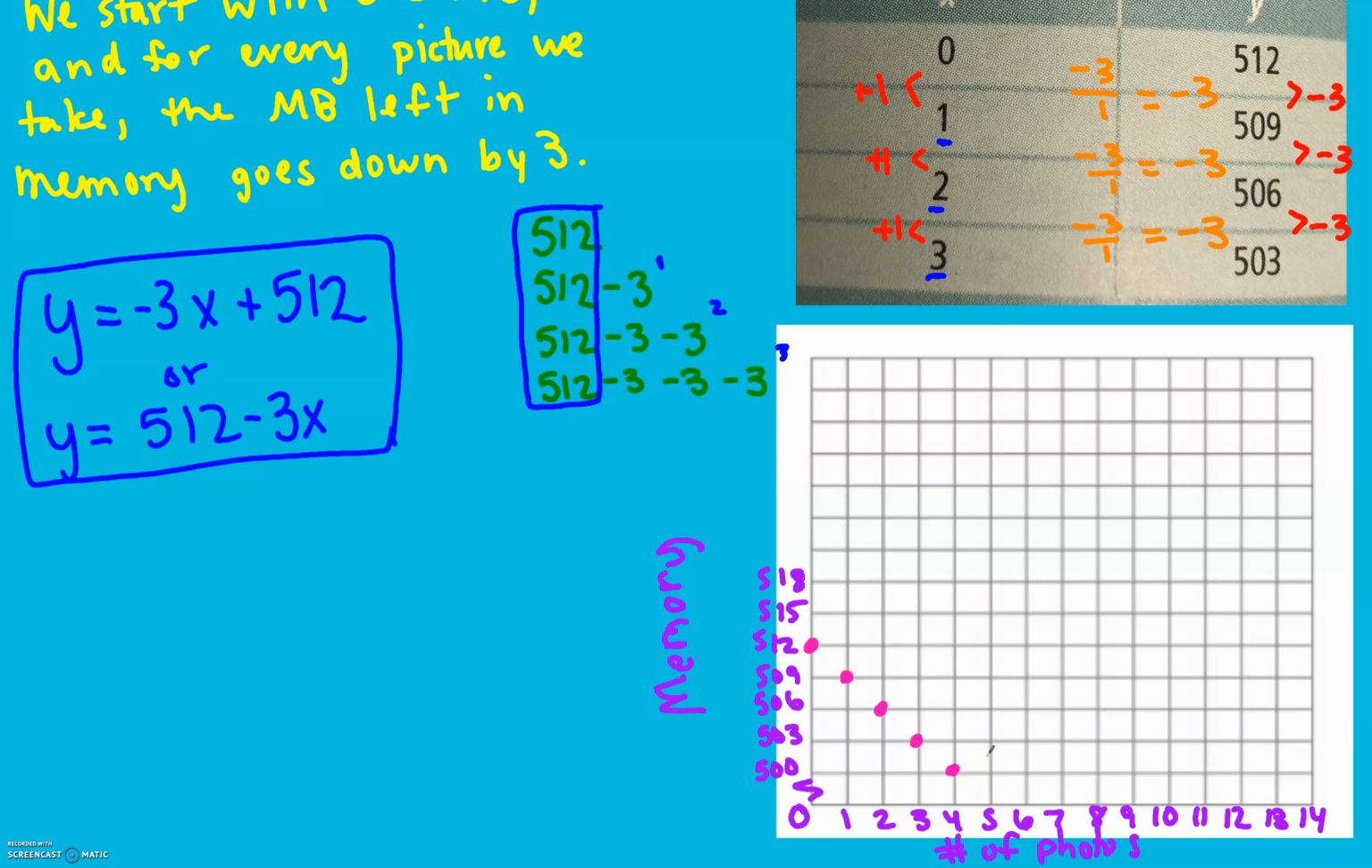So we can't connect these because I can't take half of a picture. I can't have 2.5 pictures, but I can put an arrow to say that this pattern continues. It won't continue forever. Eventually we'll get to a number of pictures that has used all of our storage, but it will go for quite a ways. We can go all the way down to 0 for that storage, so we can put an arrow there.